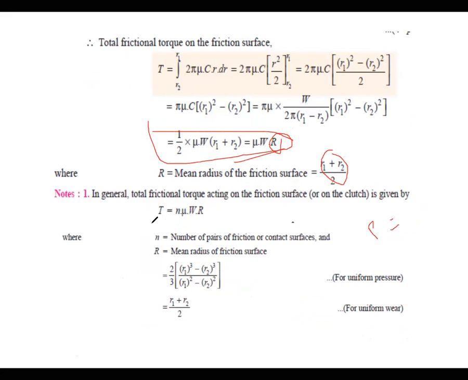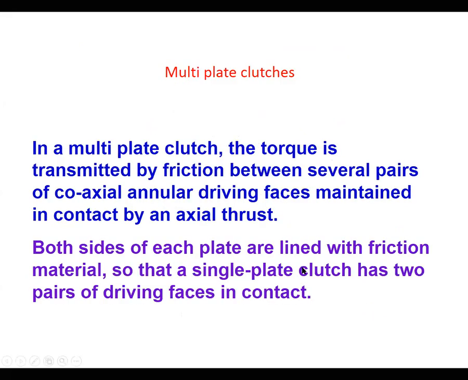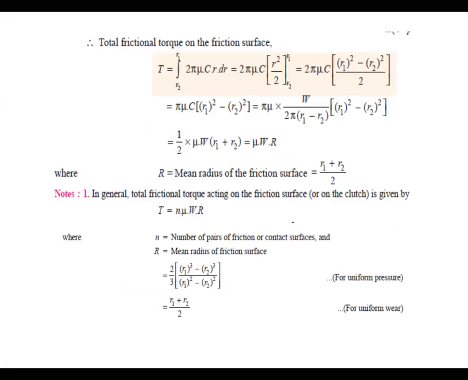So in cases when we are doing that number of plates, N is the number of plates. Whenever you keep on increasing the number of plates, instead of 1, 2, 3, 4, you then add N is equal to 2, 3, 4 like that. So here you can see the number of pairs of friction or contact surfaces, N. By taking that also we can know the formula. These are the two conditions here.